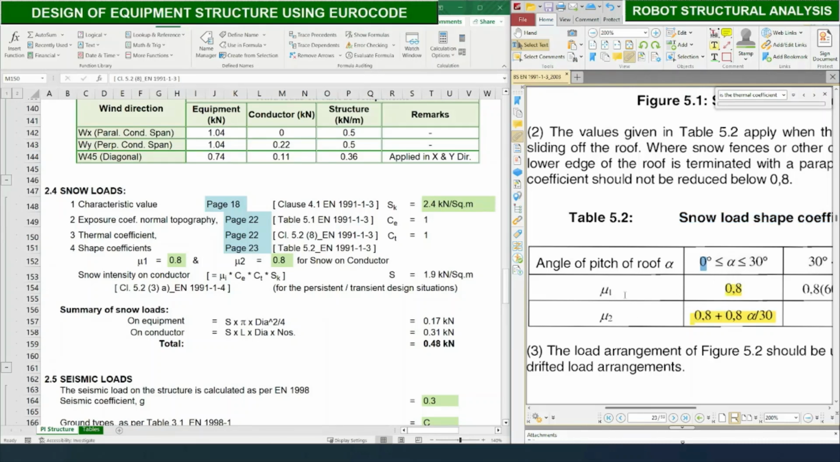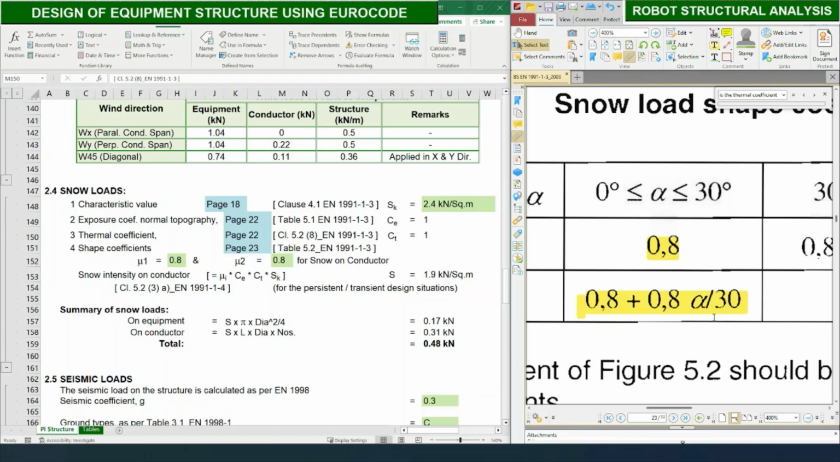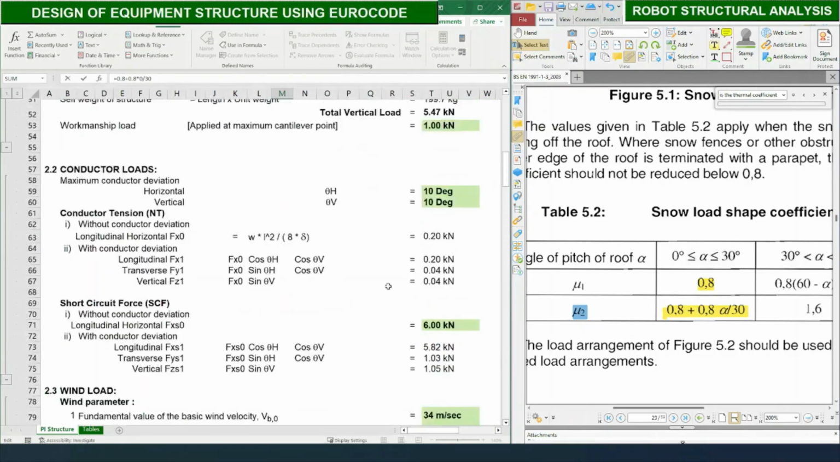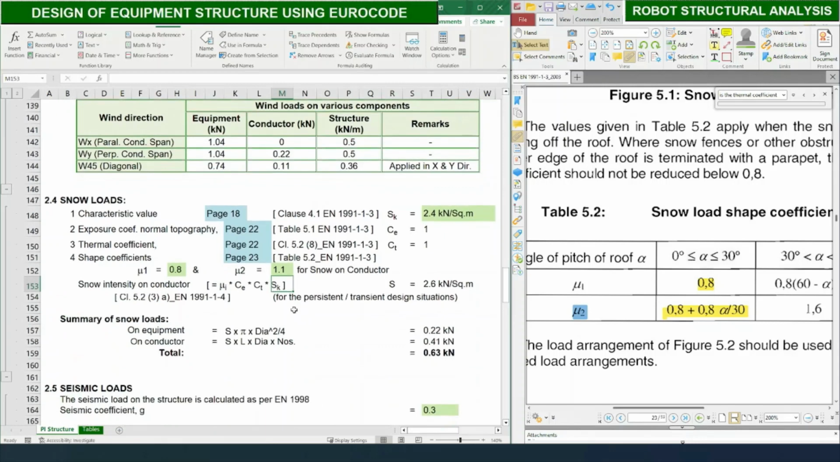For 0 degree, we need to calculate mu 1 and mu 2. As per this table, mu 1 is 0.8 in case alpha is less than or equal to 30 degree. So we need to consider mu 1 as 0.8, and for mu 2 the equation is given: 0.8 plus 0.8 into alpha divided by 30, where alpha is our pitch. For conductor and equipment, we can directly consider 0.8, and for mu 2, 0.8 plus 0.8 with alpha as 0. Or if we consider the actual value, as we have considered a conductor deviation of 10 degree in vertical, we can also consider that, which gives 1.1.